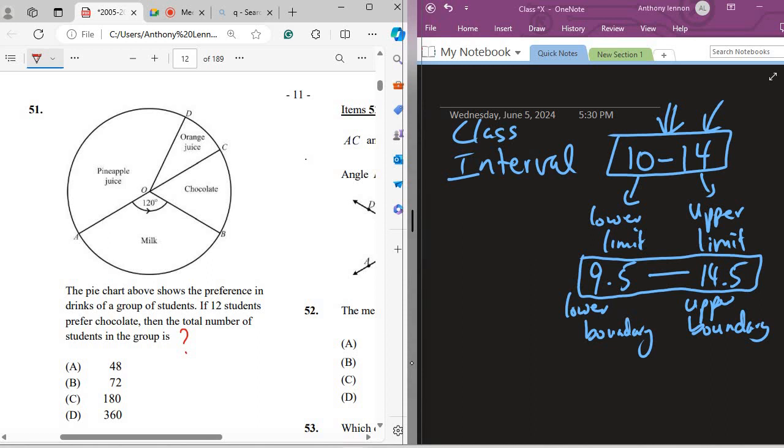Anybody have the answer already? If not, then just take about 60 seconds to think about it. I'm sure somebody will get the answer before then. But don't guess, make sure you come up with an answer.